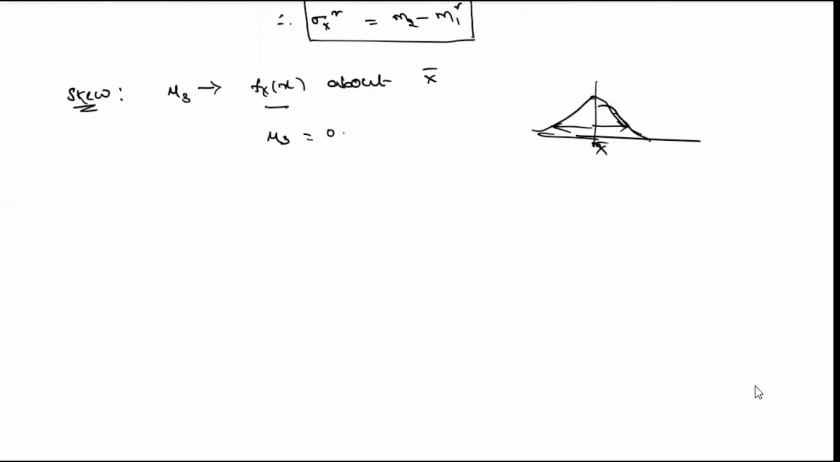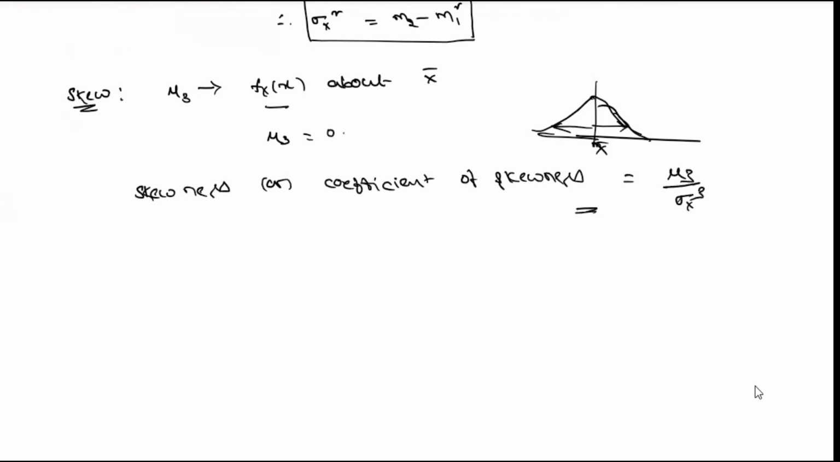There is one more term called skewness, or coefficient of skewness, which is given by nu3 divided by sigma x cube. This term is called skewness or coefficient of skewness.